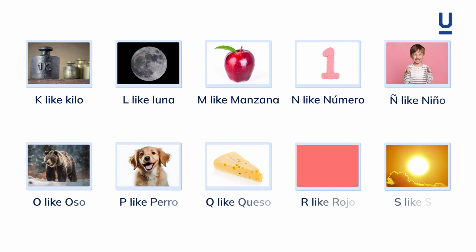We have K like kilo, L like luna, M like manzana, N like número, Ñ like niño, O like oso, P like perro, Q like queso, R like rojo, and S like sol.